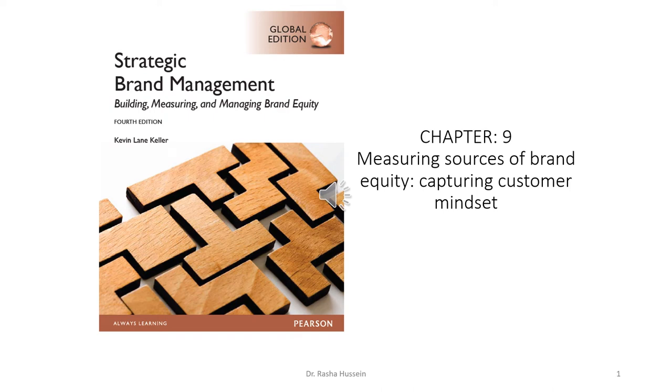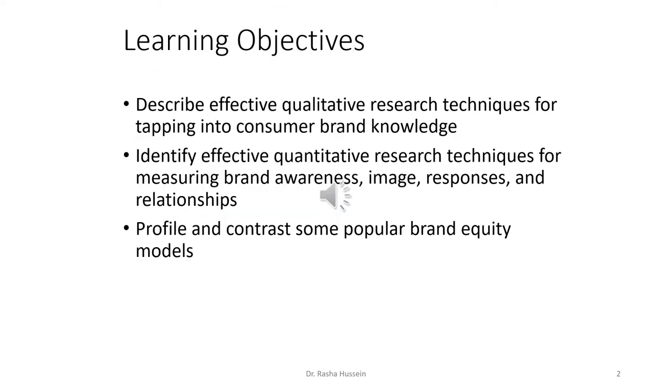Chapter 9 is the fourth chapter in our syllabus of strategic brand management. It's about measuring sources of brand equity. The learning objectives of this chapter are describing effective qualitative research techniques for tapping into consumer brand knowledge, and also identifying some other quantitative research techniques for measuring brand awareness, image, responses, and relationships. And finally, profile and contrast some popular brand equity models.